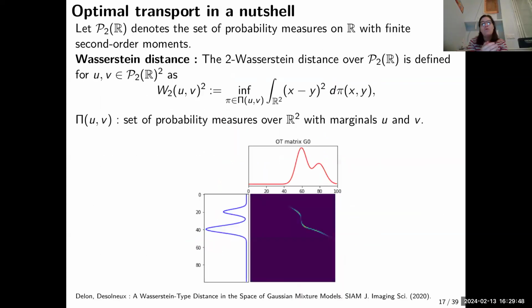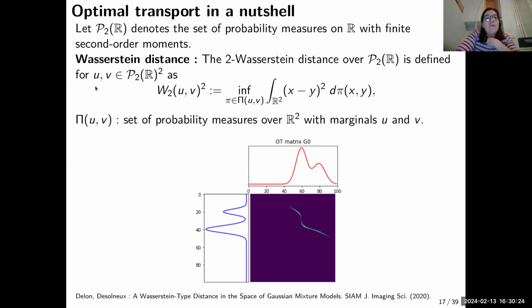For this, I need to make a brief recap on optimal transport theory. Here, I'm going to denote by P2(R) the set of probability measures on R with finite second order moments. And the solutions of my parameterized eigenvalue problems in the one-dimensional toy model will belong to this set. So the Wasserstein distance is a distance defined between two elements of this set of probability measures.